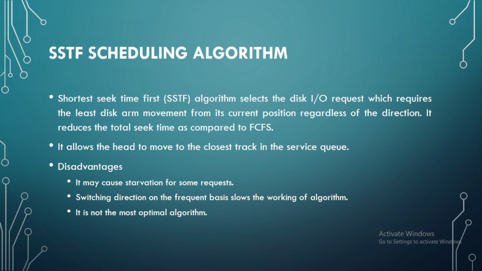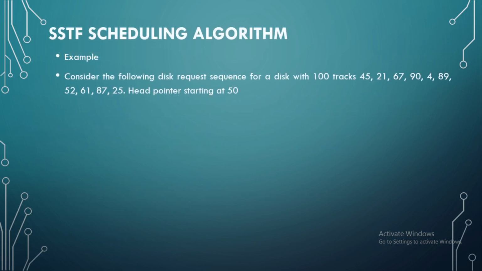So here what we are going to do is find the minimum seek time and move the head in that direction. Here we have an example. Consider the following disk request sequence for a disk with 100 tracks: 45, 21, 67, 90, 4, 89, 52, 61, 87, and 25. The head pointer starts at 50. Since this is 100 tracks, we start from 0 to 99.